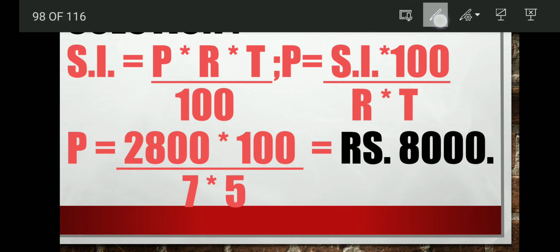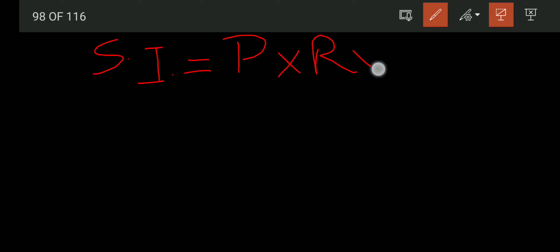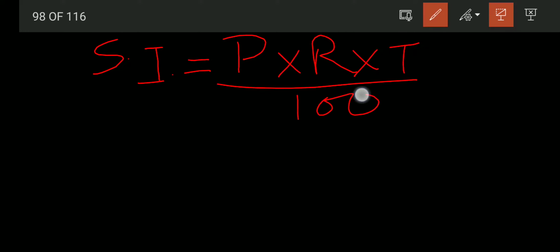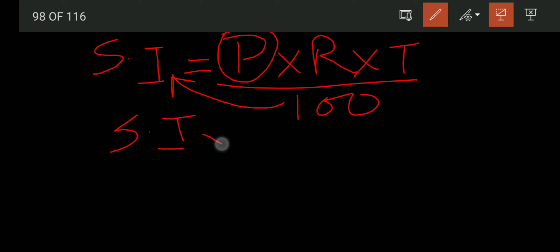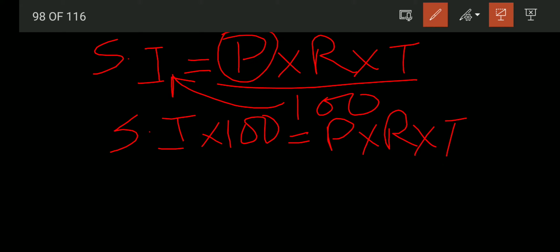Now let me solve this for you. See, I told you, first of all we'll derive the formula. Simple interest is equal to P into R into T divided by 100. Now I told you that we have to find out P. So what we'll do, we'll take this 100 first. So that becomes SI into 100 equals to P into R into T.